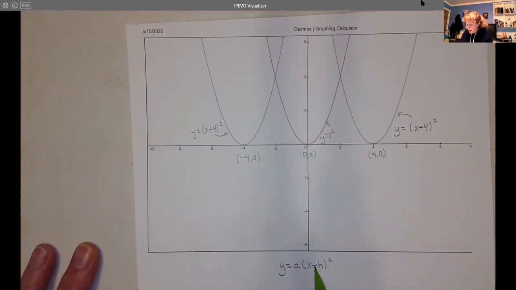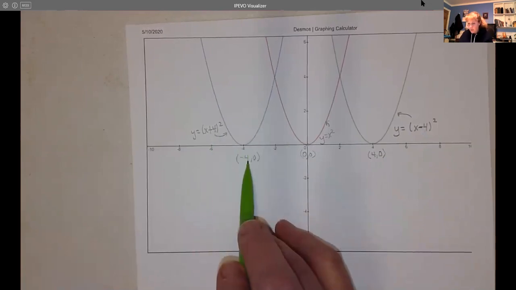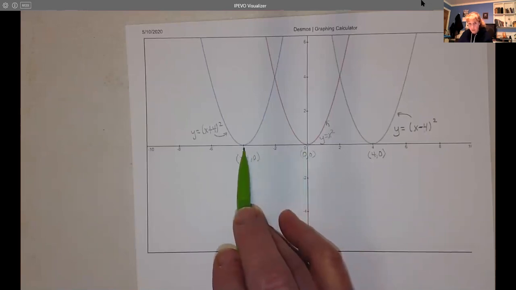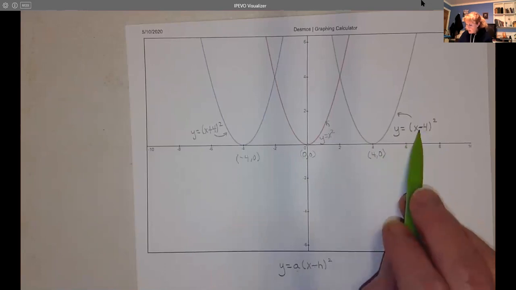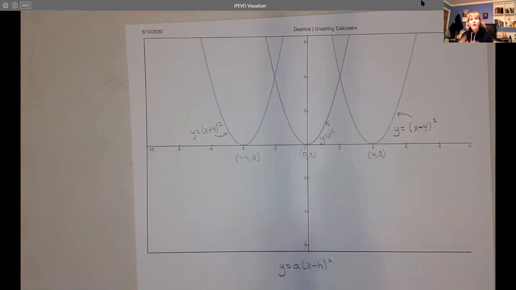It's the opposite of whatever that H is. So you just take the opposite, which would be -4. It shifts it to the left 4. This one, the -4, will shift it to the right 4 from the parent graph. We're going to practice numerous of these. I just want to give you a basic overview of what the A did and now what the H does.